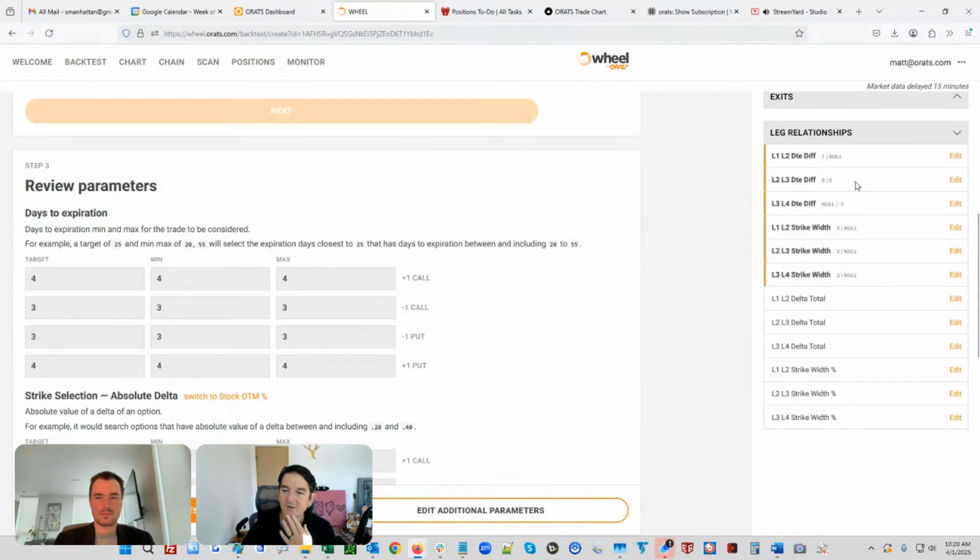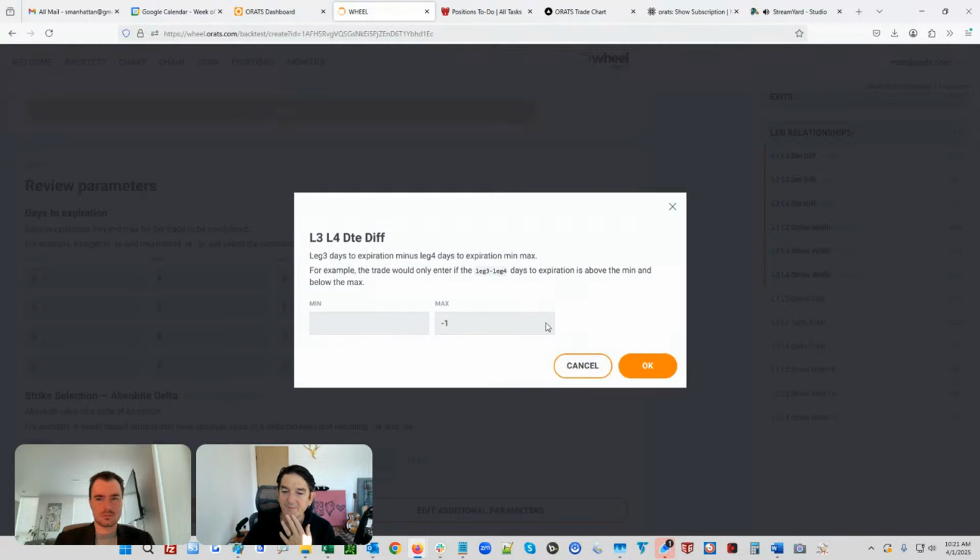And then leg 2 minus leg 3, you want that to be the same. And then leg 3, the short put, minus the long put. So that's going to be shorter term. So if that's 3 and that's 4, 3 minus 4 is -1. So -1 is the max on that one. Does that make sense so far, Tyler?